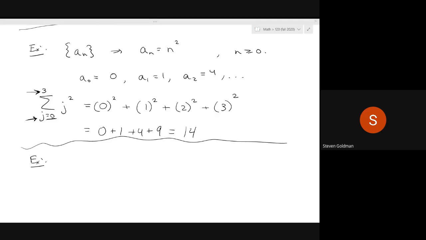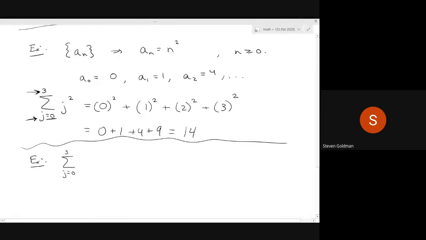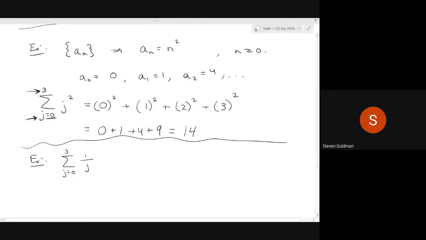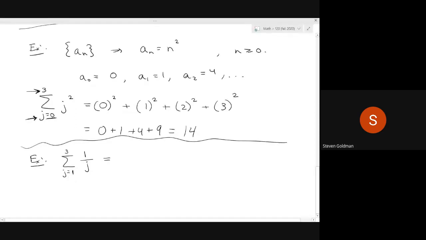Okay. All right, let's try another example. Let's say I asked you to evaluate this sum. Let's say the sum from j equals 0 to 3 of 1 over j. Okay, so 1 over j represents the terms of a sequence. I want you to add the terms of this sequence starting from j equals 0. Oh, excuse me. I meant from j equals 1. Starting from j equals 1 and going to j equals 3. Okay, so this time I'm starting from 1.